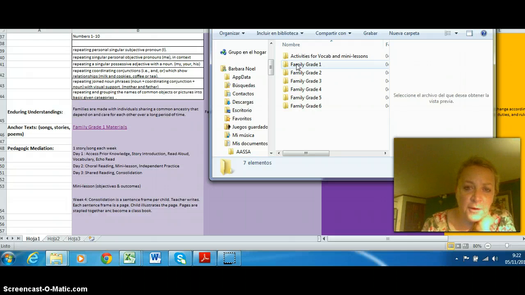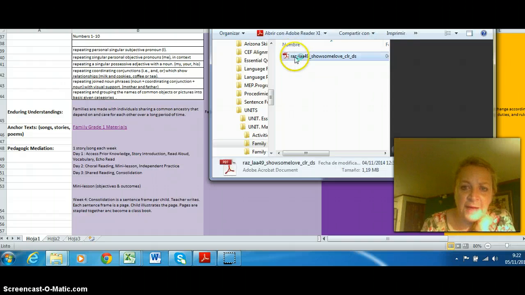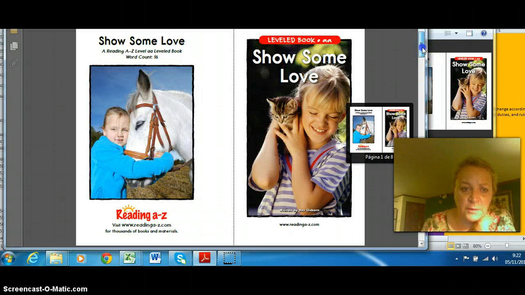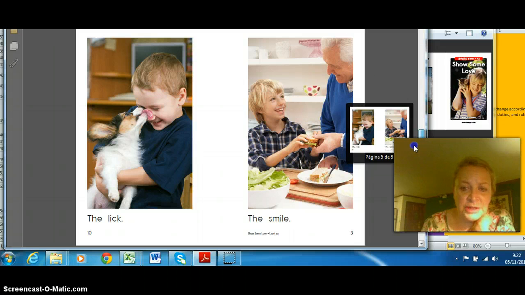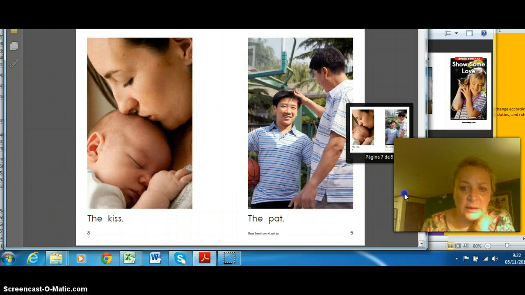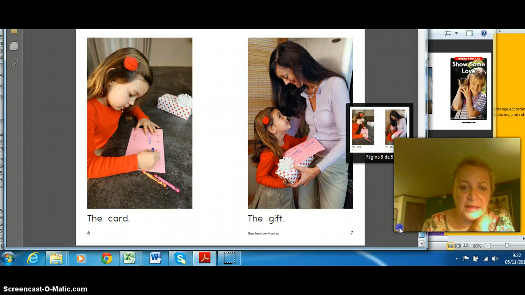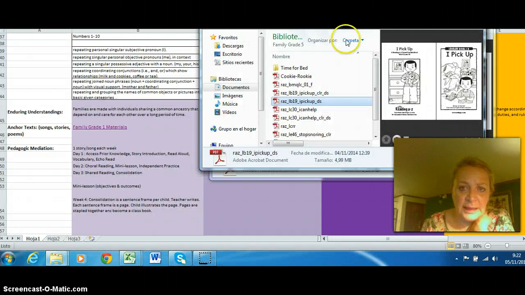So, for example, for family grade 1, I looked at Learning A to Z, and I found this as the level that I think would be the level that we could use for grade 1. You'll see that there is just 2 words, highly patterned, with a lot of visual support, easy to understand. And we know the kids are not reading, but at least they can be exposed to the words.